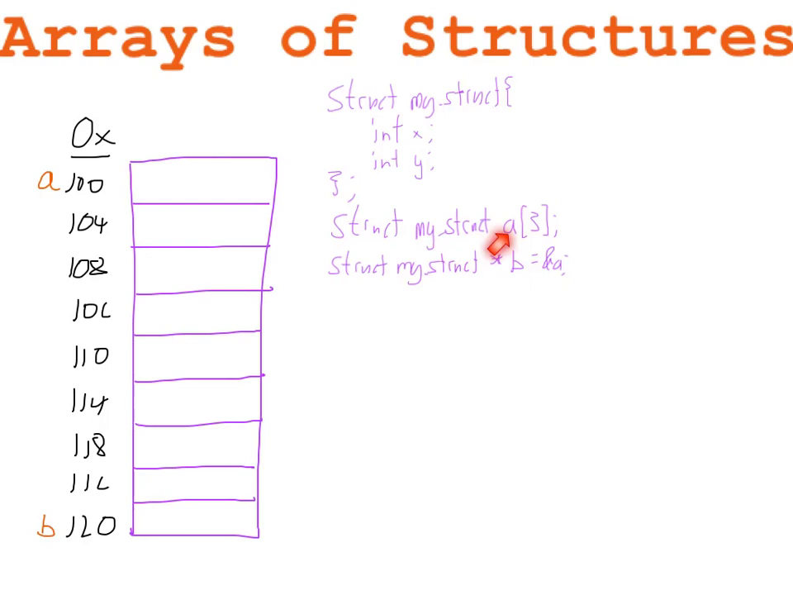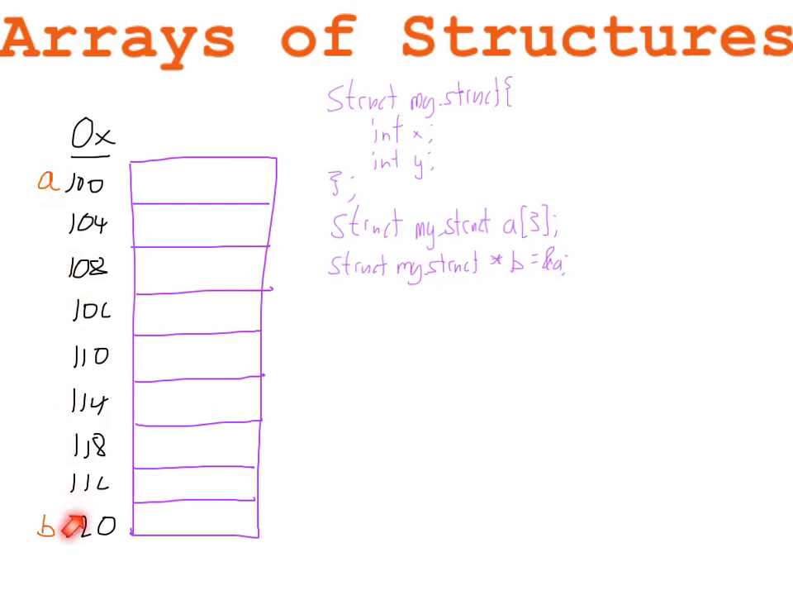Next, I'm declaring a pointer to my array of structures. So this is instead of an integer pointer, which is what we worked with before, this is a struct my struct pointer. So a pointer to at least one my struct, my custom data type. And I'm calling that pointer B, and I'm initializing it to the address of A.